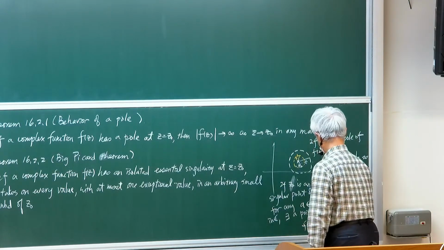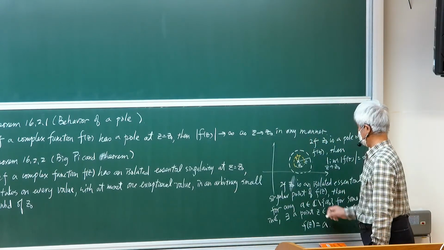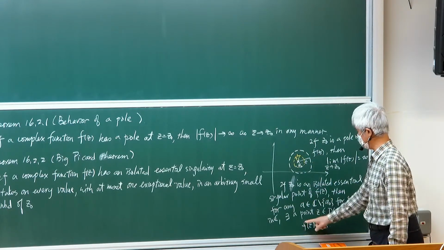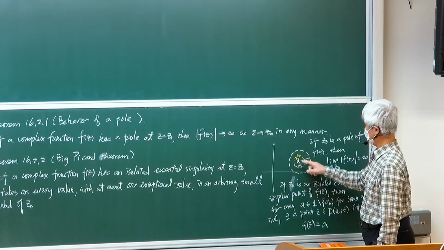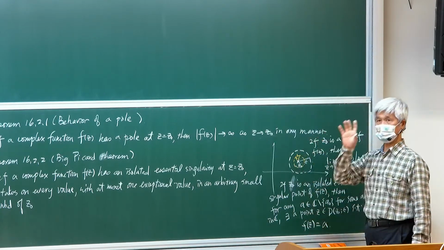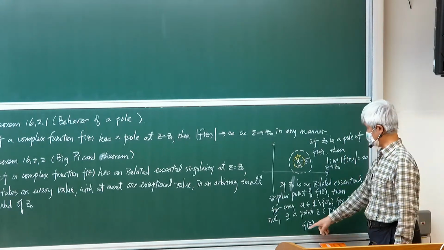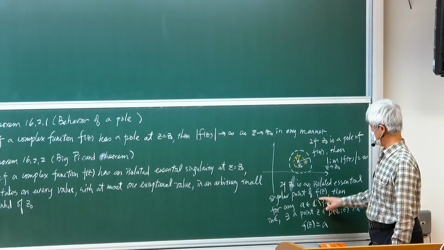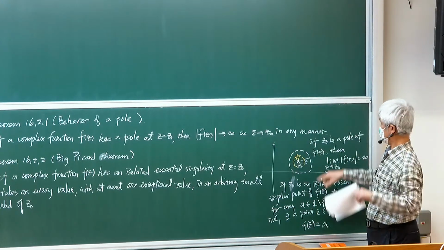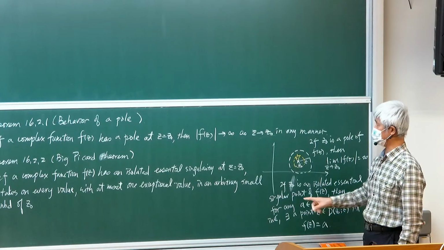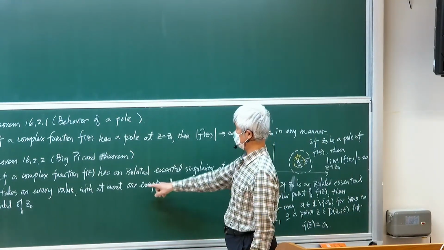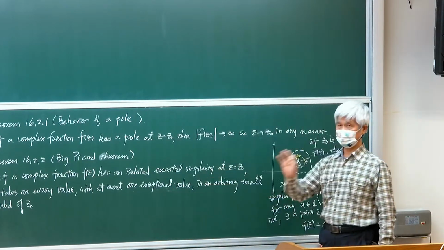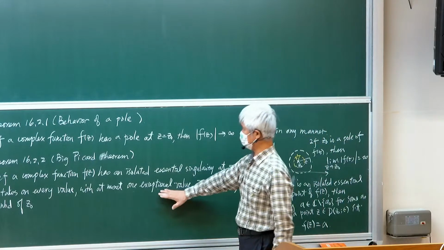All right. So for any neighborhood, the behavior of the function f of z can be any complex value. So the range will be the whole complex plane except one possible value, except at most one exceptional value. Usually this exceptional value is 0, but I just say.